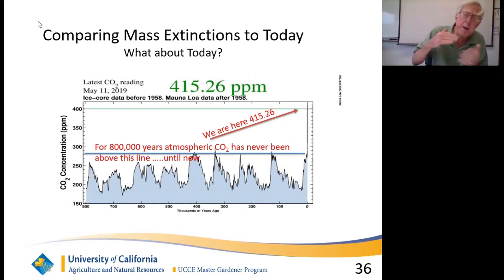So atmospheric carbon dioxide levels then remained fairly constant over the past 800,000 to about 1 million years, fluctuating between about 200 parts per million during ice ages and up to about maybe 300 parts per million during the warm interglacial periods. Note the horizontal line on the chart where it says for 800,000 years, atmospheric carbon dioxide has never been above this line until now. And then you look down there at 320,000 years and you see it goes up above that line. That's our bad.